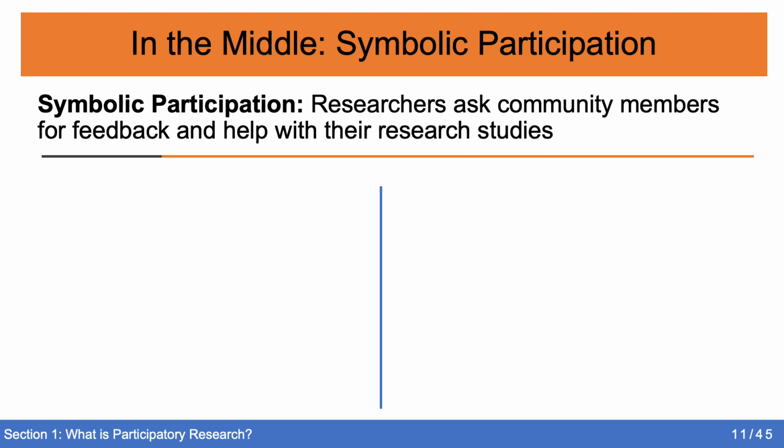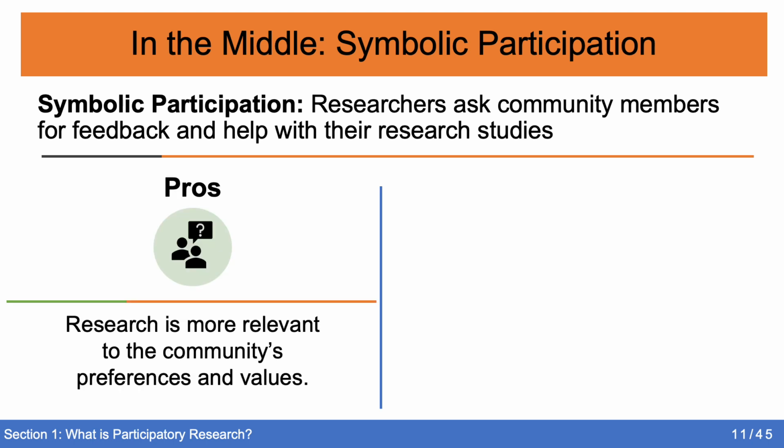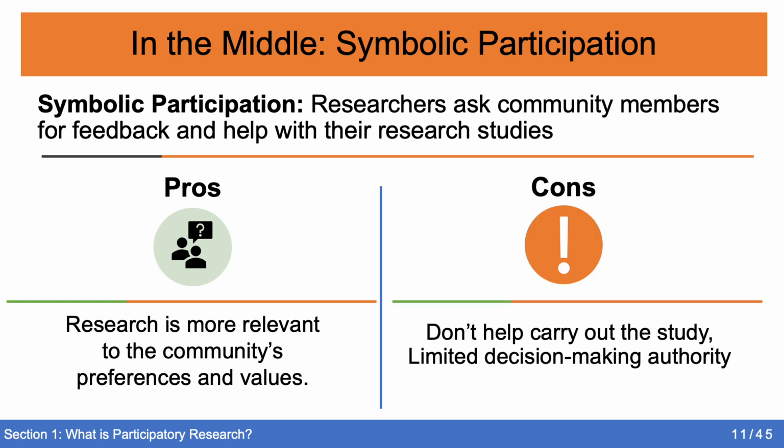Next is symbolic participation. At this level, researchers ask community members for feedback and help with their research studies. The biggest advantage of symbolic participation is that the research will be more relevant to the community's preferences and values. But the community does not carry out the study and may not have decision-making authority. So, researchers ask community members for advice, but they don't necessarily listen to what community members suggest.